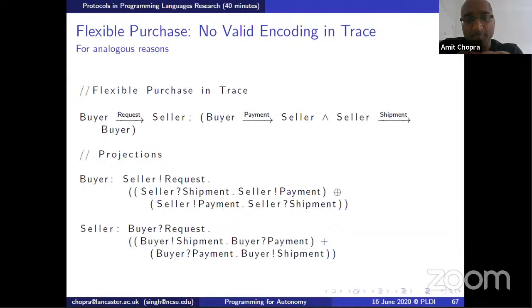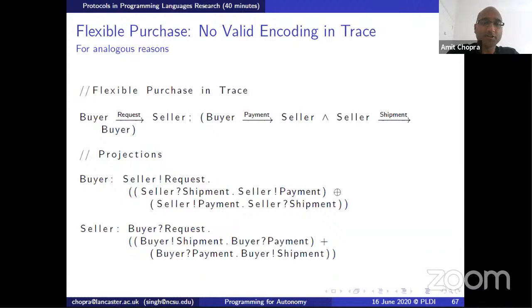You can actually see it more clearly in this encoding, that the buyer has the choice of either receiving a shipment from the seller and then sending payment, or sending payment and then receiving shipment. But if it decides to receive shipment, because it's the internal choice for the buyer, the seller will have no way, because the seller has an external choice, the seller will have no way of knowing that that's the choice made by the buyer, and the system will be deadlocked. So again, this protocol is rejected in Trace as well.